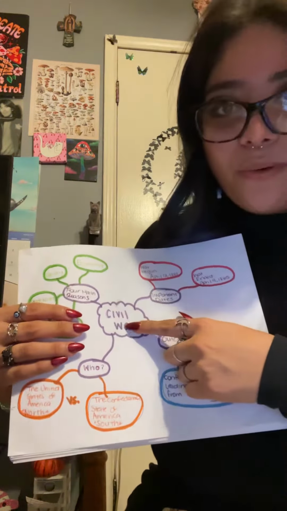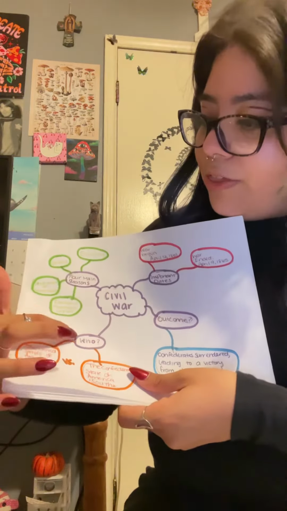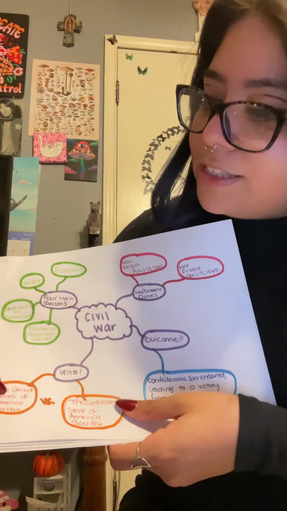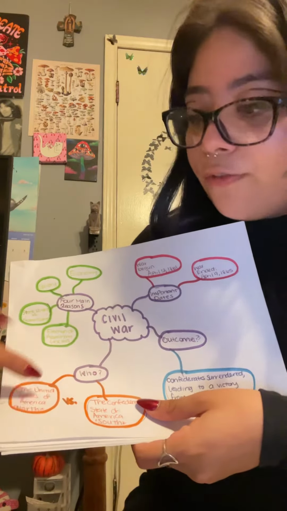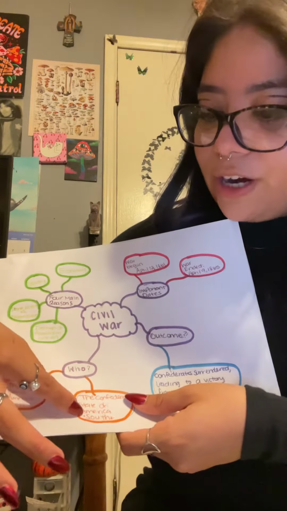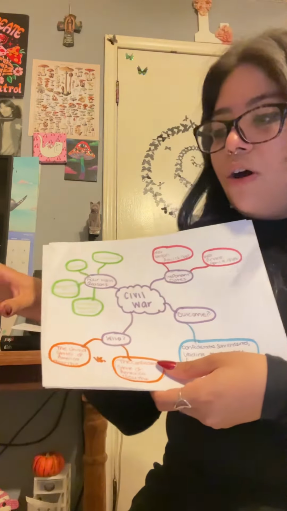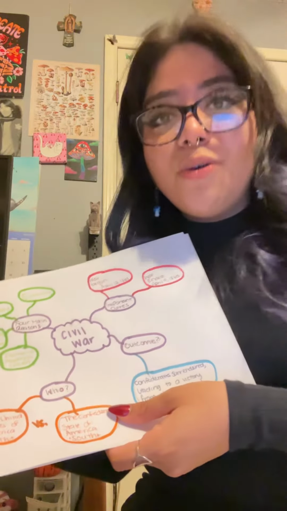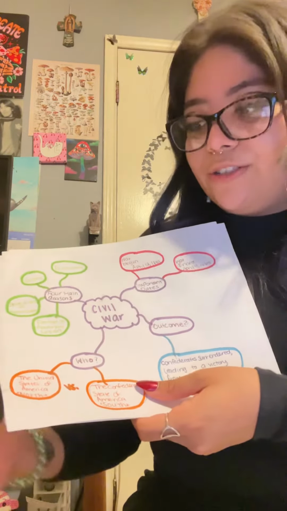Obviously this is the Civil War, which is going to be our title. We're going to go with who, which is the first little circle here. So who? The United States of America, also known as the North, versus the Confederate States of America, also known as the South. So the U.S. was kind of divided into the South and the North, which is why they were going to fight.